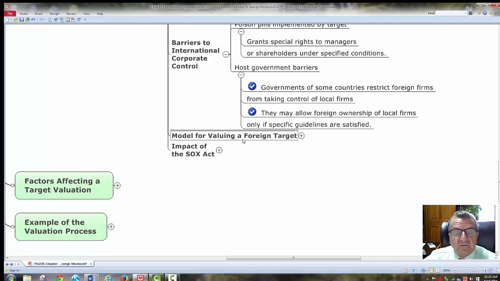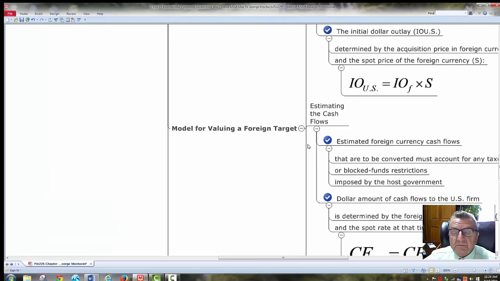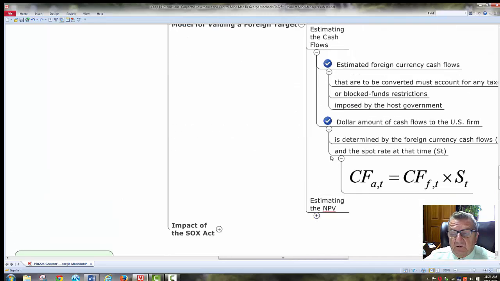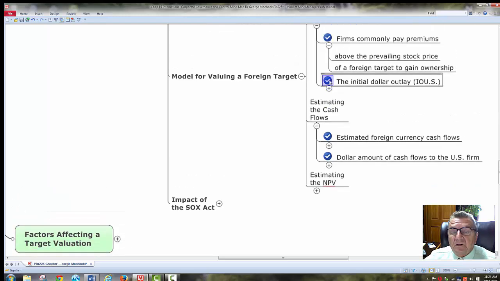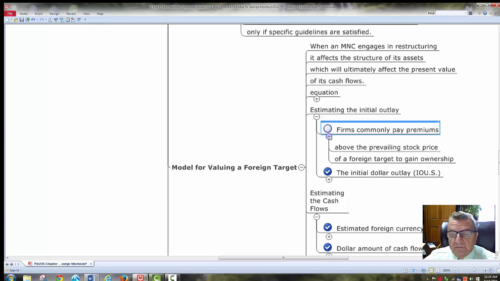Okay, model for valuing a foreign target. Okay, we've got a lot here. Let me just go in here. Okay. And I have these in here. Remember, you have everything else. If you miss it, they're all in the book.